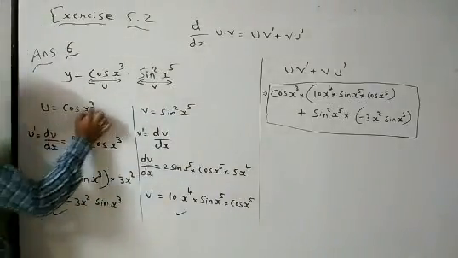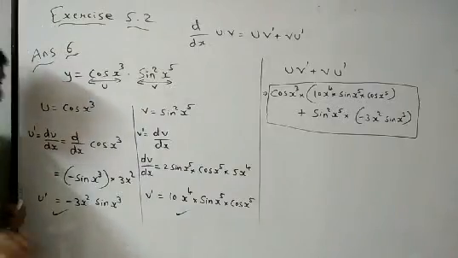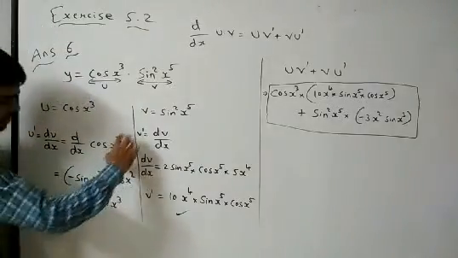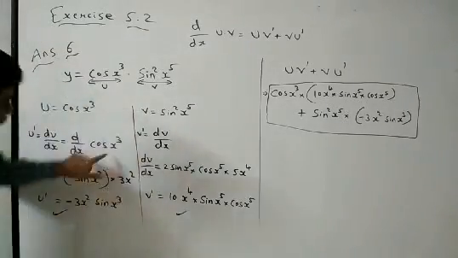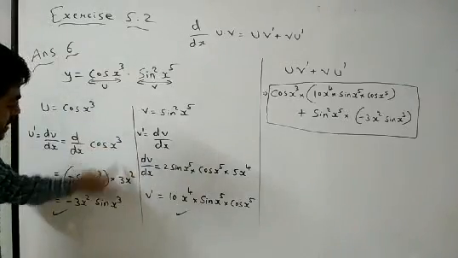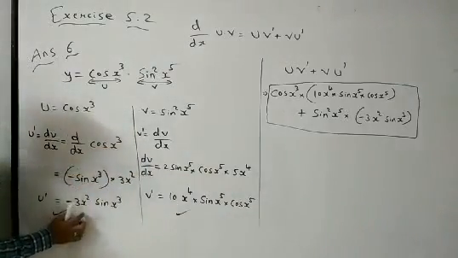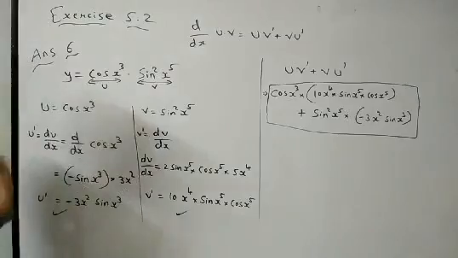See, cos x cube. So derivative of cos x is what? Minus sin x. So x cube. But x cube is there, so what is derivative of x cube? 3x square. So that will be our required answer. So I hope this is clear.